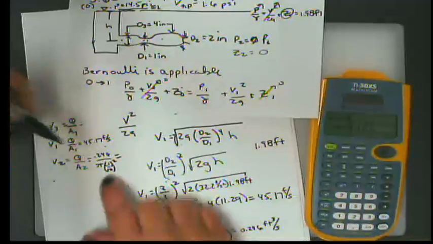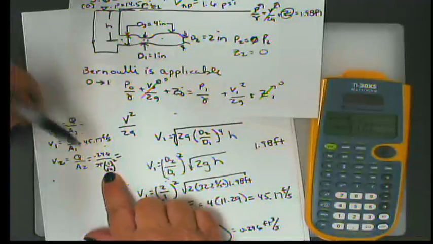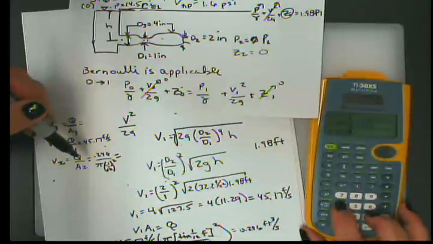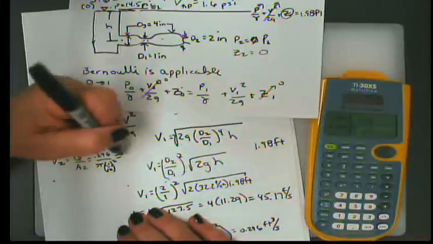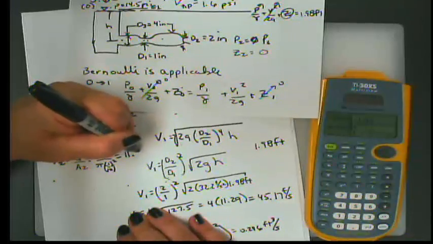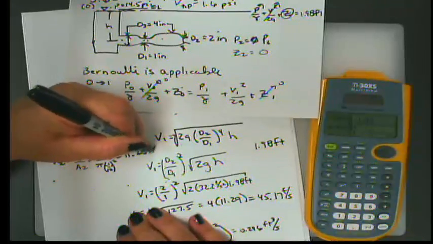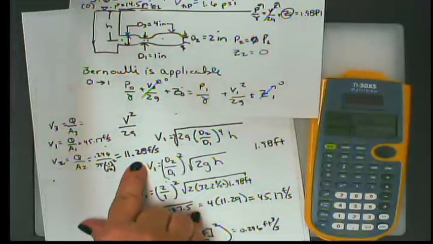And then that number, I have 1 over 144 here. It's actually going to be multiplied by 144 to get the value. And my velocity is 11.28 feet per second. Okay, now does that make sense?